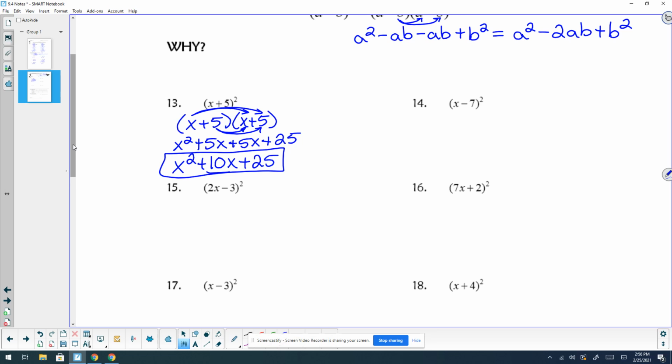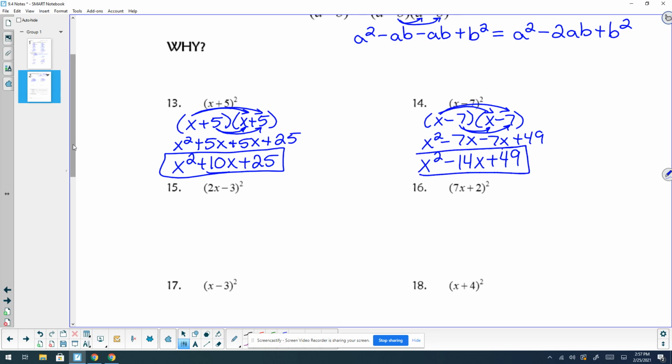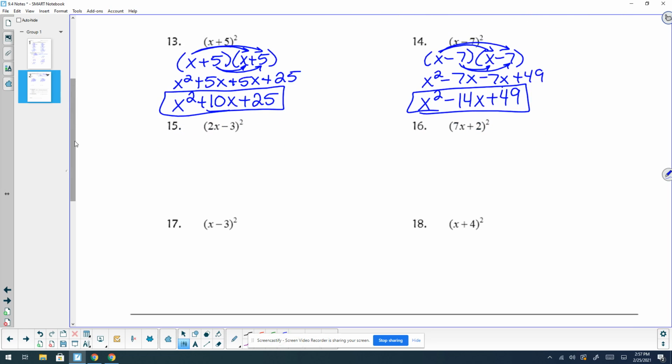It will be fine. 14, if you wanted to use the pattern, it would be x squared minus 14x plus 49. If you know the pattern to that, you could jump straight to that, and that would be great. However, knowing x minus 7 squared is really x minus 7 times x minus 7, and using double distribution really doesn't take that much longer. You would combine the negative 7x and the negative 7x to get the negative 14x. It only takes a couple seconds longer if you know how to use double distribution. So really, I'm going to leave that up to you.